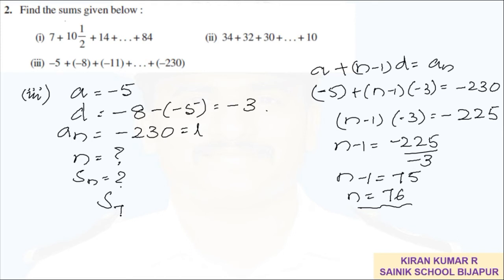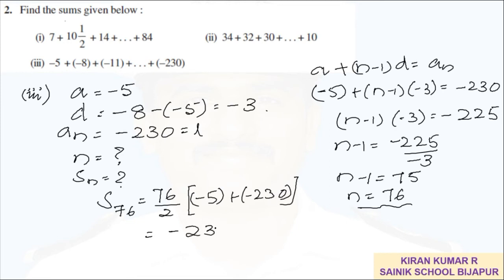So yes, with n being 76, the sum is n by 2, which is 76 by 2 times the first term plus the last term. We get minus 235 multiplied by 38. So minus 8930 will be the sum of 76 terms.